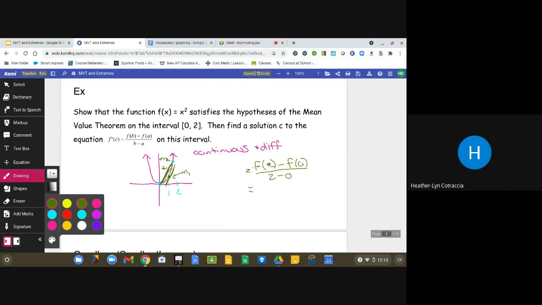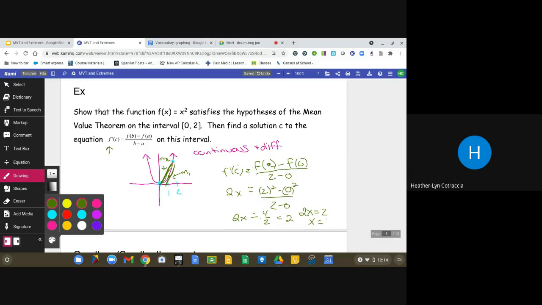So therefore, we have x squared. So I'm going to have 2 squared minus 0 squared all over 2 minus 0, which means I have 4 over 2, which is equal to 2. So somewhere that slope has to be equal to 2, the slope of M1. Now on the other side, you can see that I have a derivative. I've got x squared as my function, so the derivative would be 2x. So I want where 2x equals 2.